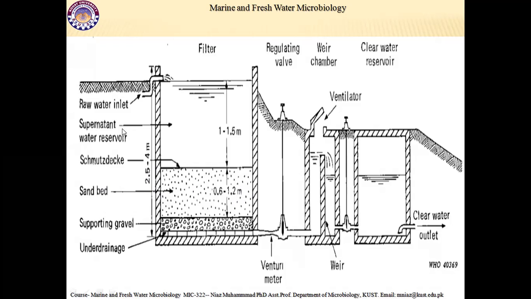Okay, supernatant water reservoir. Now here we will see, this is sand, these are gravels, this is perforated pipe, and this is the cemented tank. And from here, a raw water inlet; raw water will fill above the sand. That is called the supernatant water reservoir. So when we fill this upper region, 1 to 1.5 meter area, with water, it will go down through the sand pores.